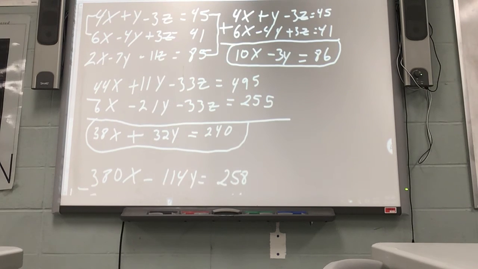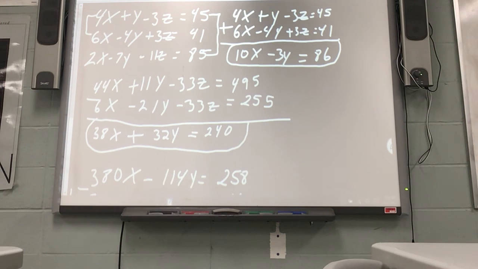Okay. What was the 10x multiplied by? 38. Yeah, it was 3 times 38. And then 3 times negative 86? 3 times 30, what was 3 times 30? Negative 90. Okay, what's negative 90? Negative 3y times 30. Wait, what? We multiplied 3 times 86 and we got 258. Oh, no, Lordy. I'm sorry.